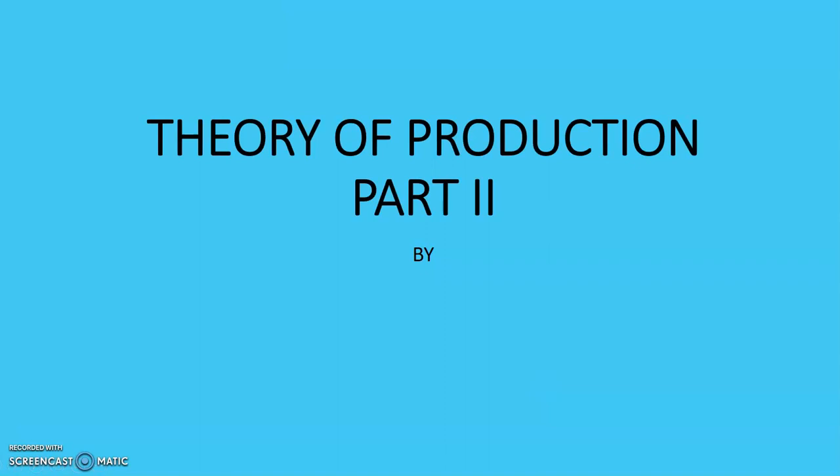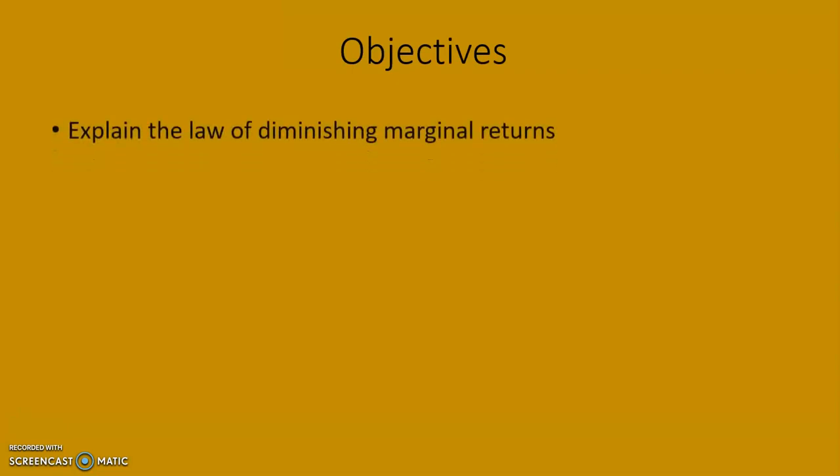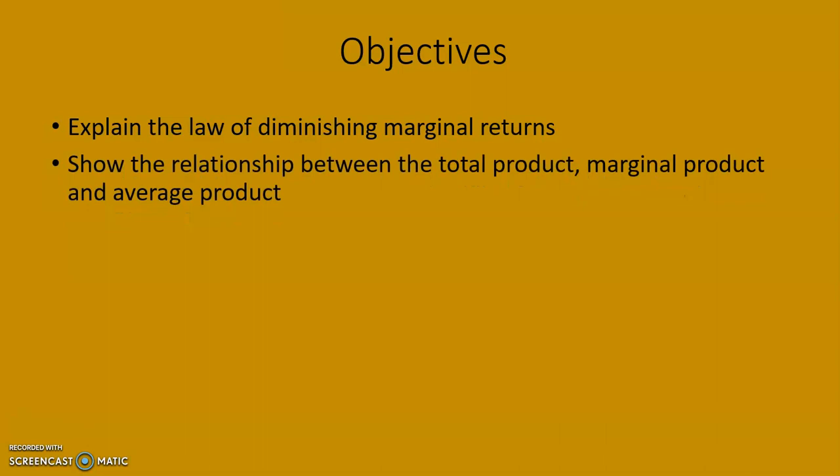Today we are continuing with the theory of production. So this is the theory of production part 2. Objectives of the day. We are going to explain the law of diminishing marginal returns. Then we'll show the relationship between the total product, the marginal product, and the average product. Then lastly, we'll explain the stages of production.